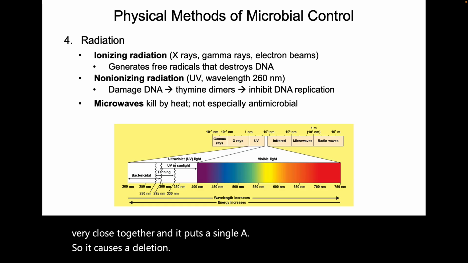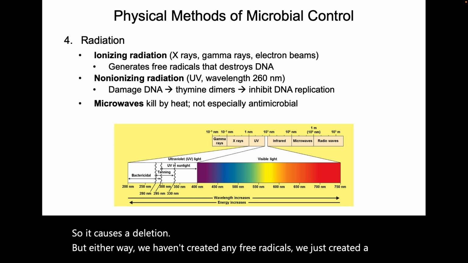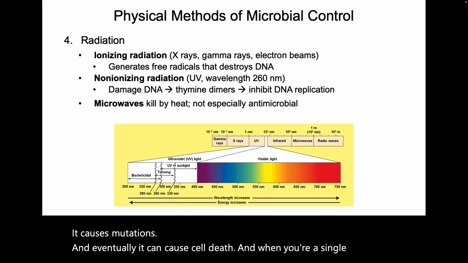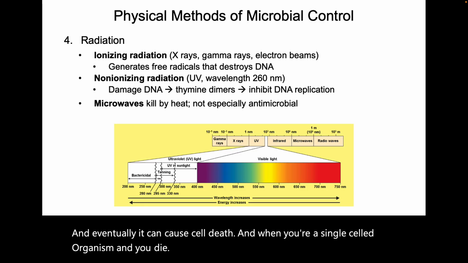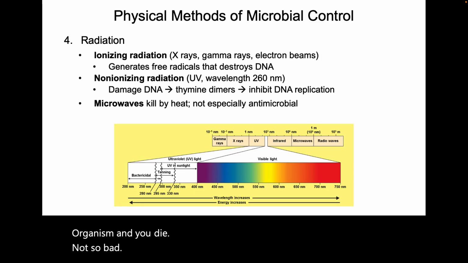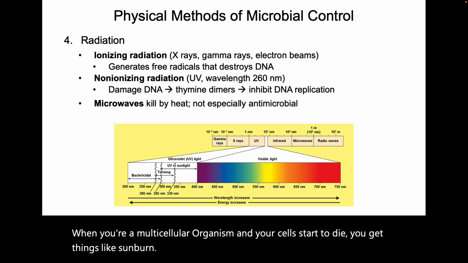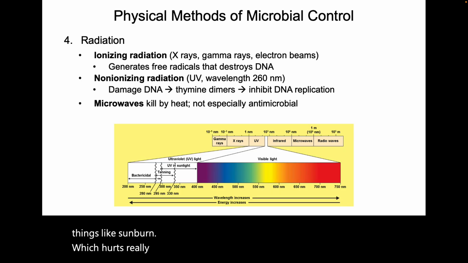But either way, we haven't created any free radicals, we just created a problem here. So it interferes with DNA replication. It causes mutations. And eventually it can cause cell death. And when you're a single-celled organism and you die, not so bad. When you're a multicellular organism and your cells start to die, you get things like sunburn, which hurts really bad. And then your skin peels off.